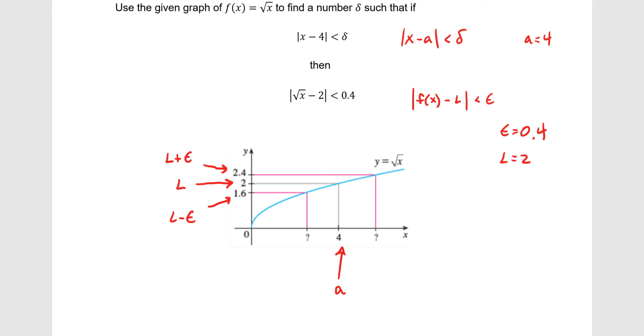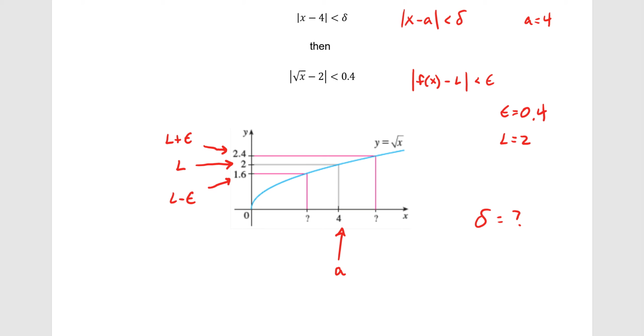And now what we're going to do is try to find a delta. We're going to try to find a delta such that if we add delta to 4 or subtract it from 4, then it is guaranteed to give us y values between 1.6 and 2.4.